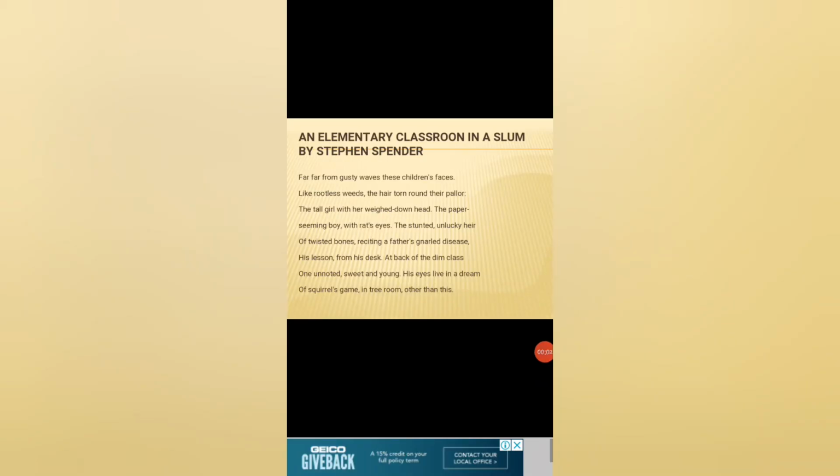Let's summarize the poem now. This poem by Stephen Spender gives a vivid description of a school classroom in a slum and the children in the class. The faces of the children are dull. Their appearance shows that they are unwanted. The children also have gloomy faces and their heads hanging low in sadness due to being poor. They have diseased bodies inherited from their parents and they are victims of poverty. At the dim end of the classroom sits one child who has bright eyes, which seem to dream of playing outside with squirrels. He is different from the others.